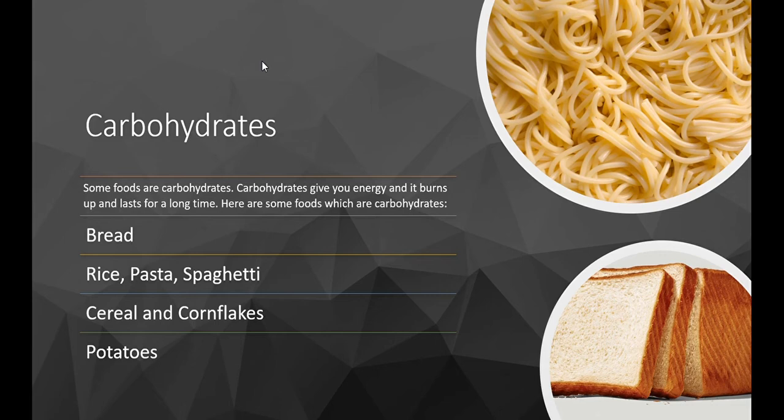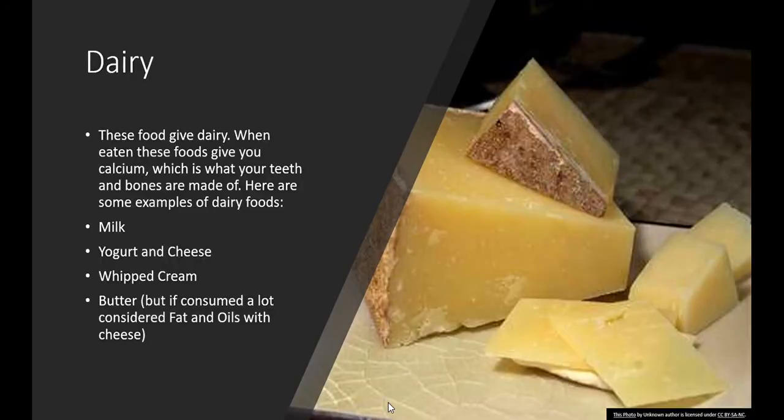Now, bread, rice, pasta, spaghetti, cereal, cornflakes, and potatoes are all foods which can give you carbohydrates. They're not main foods, they're just foods that we mostly all know.